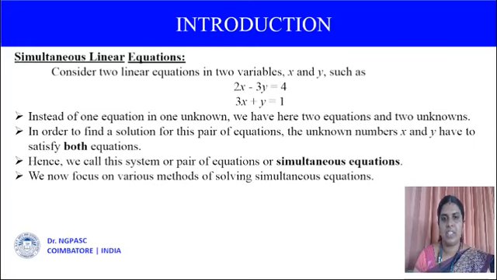The simultaneous equation is nothing but, so here the example given is 2x minus 3y is equal to 4, 3x plus y is equal to 1. So here we have two equations with two unknowns. When we have two equations with two unknowns, those equations are called linear equations. In order to find a solution for these pair of equations, the unknown numbers x and y have to satisfy both equations. So we call this system or pair of equations simultaneous equations.